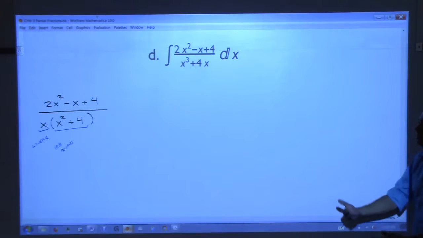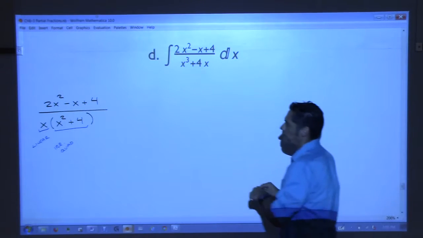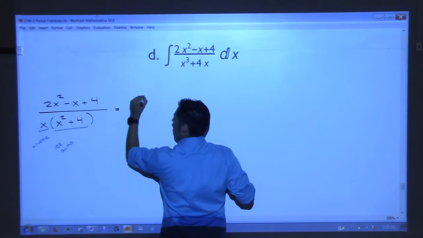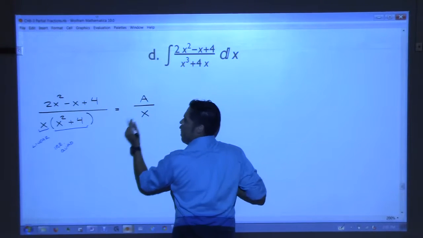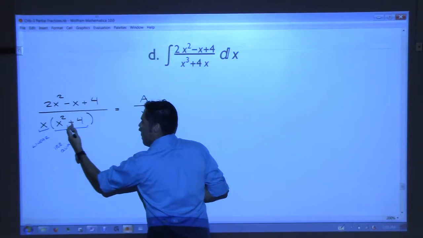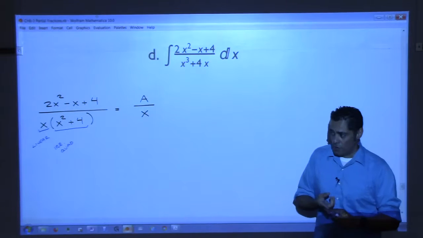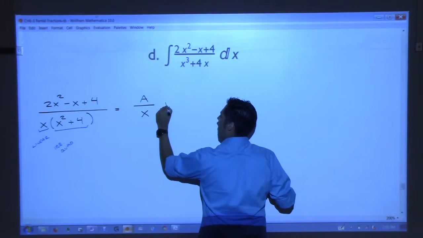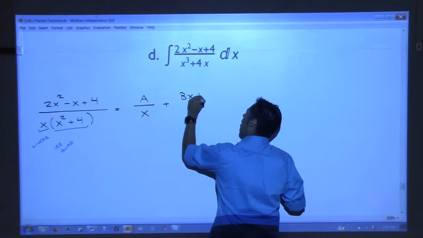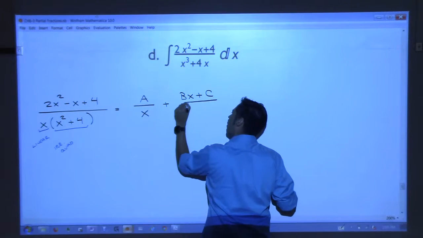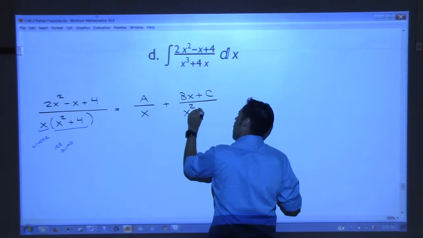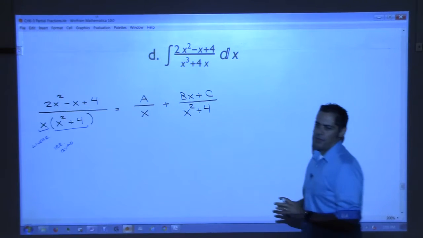So what's the process for something like this? We're going to start with a over x. That's just for this one, right? Now for this one, if it's an irreducible quadratic, you know what you put? What? Bx plus c over that irreducible quadratic. Now, let's consider this for a second.